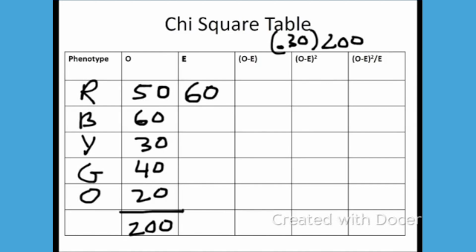We're going to continue that with brown. We expected to get 20% brown M&Ms. 20% of 200, 0.20 times 200 is 40. For the yellows, we expected to get 10%. 10% of 200 is 20. For the greens, 20%, which would give us 40 again. And for the oranges, also 20%, which gives us 40 again.